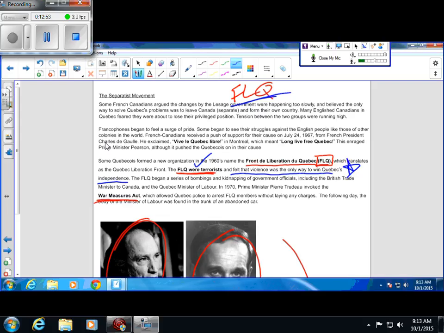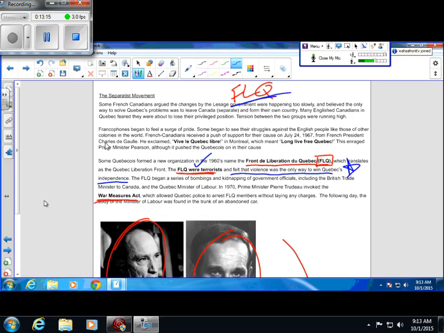Okay, so just keep that in mind. Again, there's another question on your assignment 7 that says who were the FLQ. The FLQ were the terrorist group that felt that violence was the only way to win Quebec independence. That's called the FLQ.